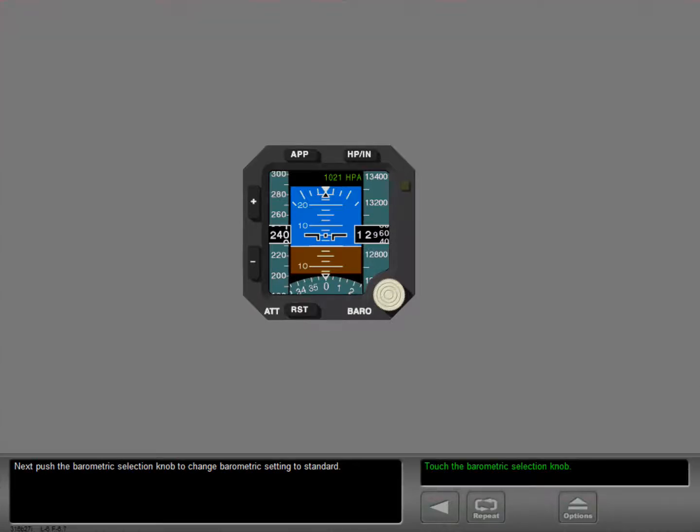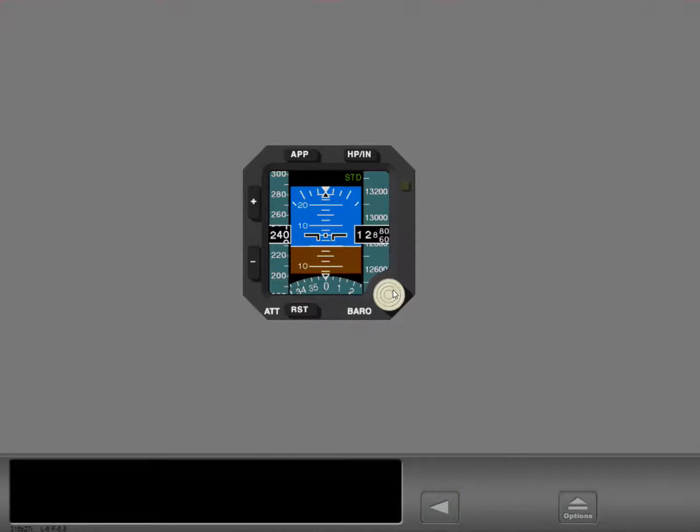Next, push the barometric selection knob to change barometric setting to standard. The ISFD now displays standard.